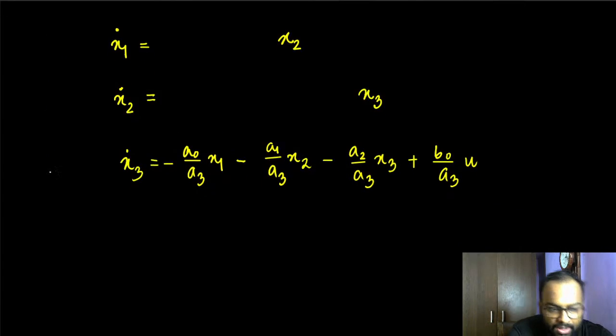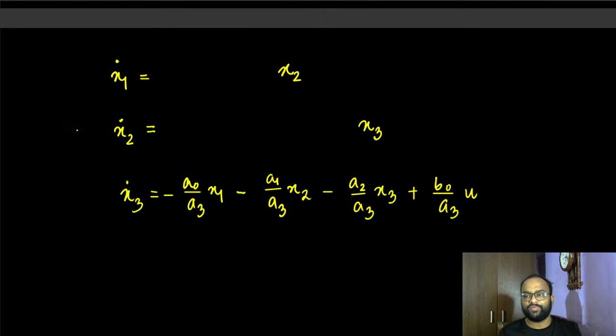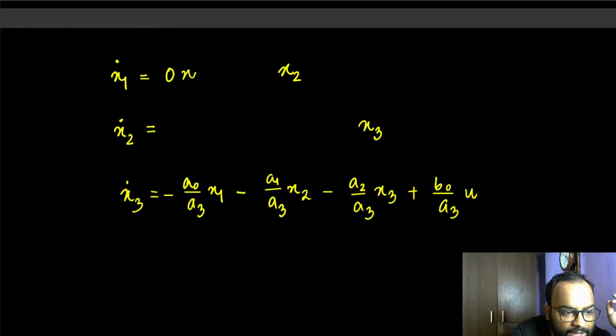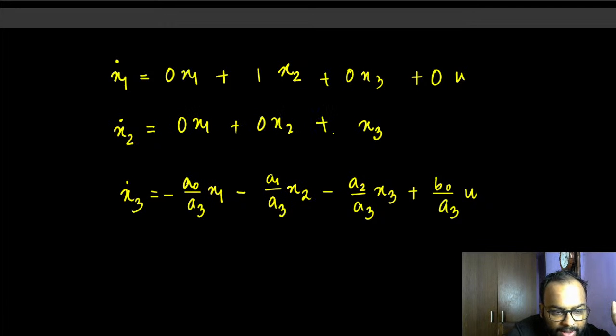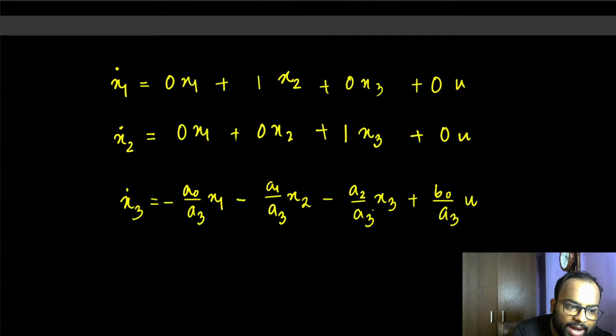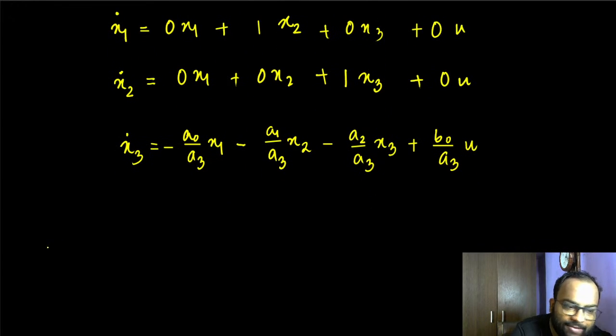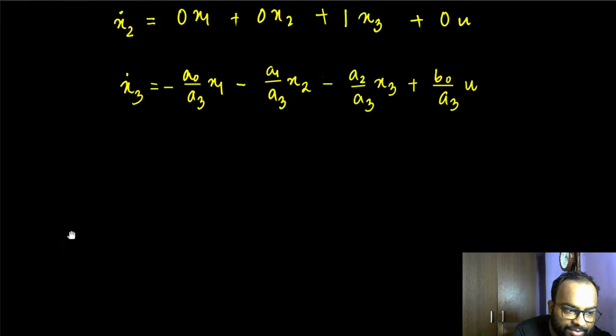But not yet. We actually describe this in the form of a matrix. And you might see that is why we have written it this way, because here we can say this is like 0x1 plus 1x2 plus 0x3 plus 0u. Then we can say 0x1 plus 0x2 plus 1x3 plus 0u. So if we now write it that way, we can convert everything into the form of a matrix.